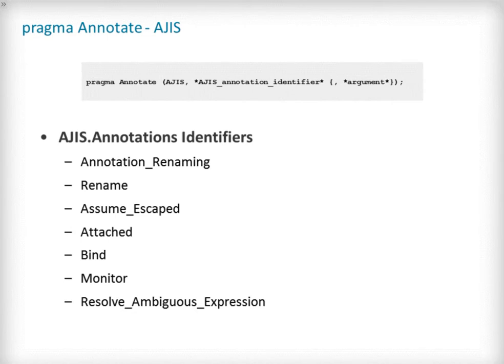The Ada to Java tool happens to pay specific attention to pragma annotate statements naming AJIS identifiers that can appear throughout your Ada code. You can find the list of annotation names in the AJIS.annotations package found in the GNAT AJIS distribution. They add enough flexibility to deal with most of the intricacies when interfacing a native language like Ada and a non-native language like Java.